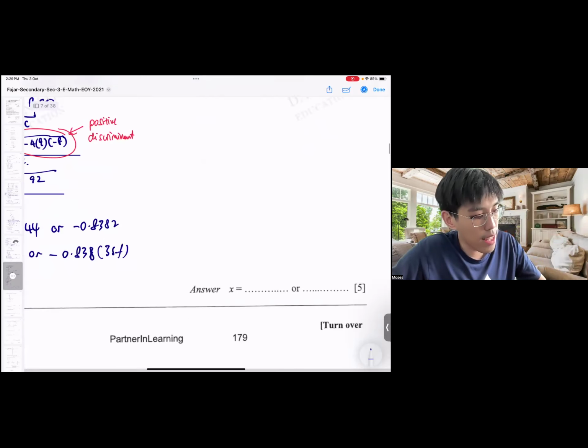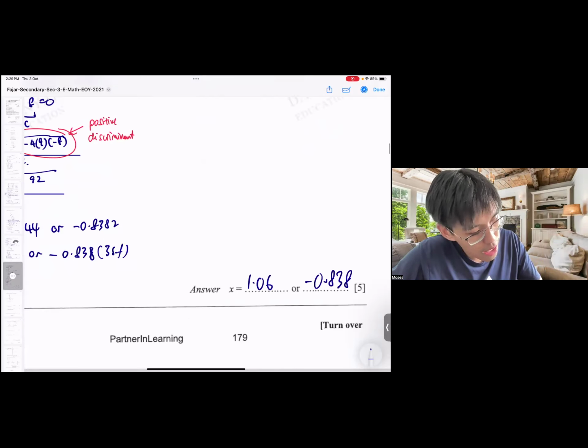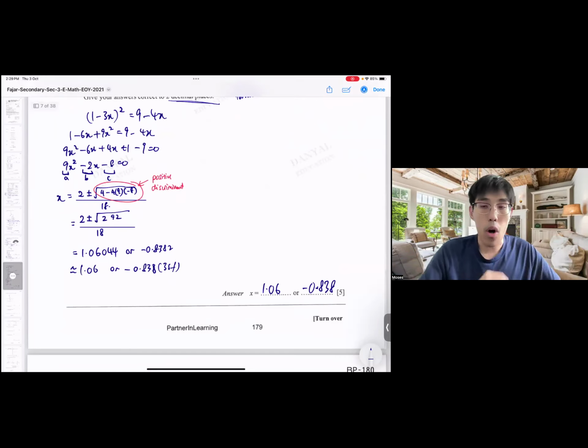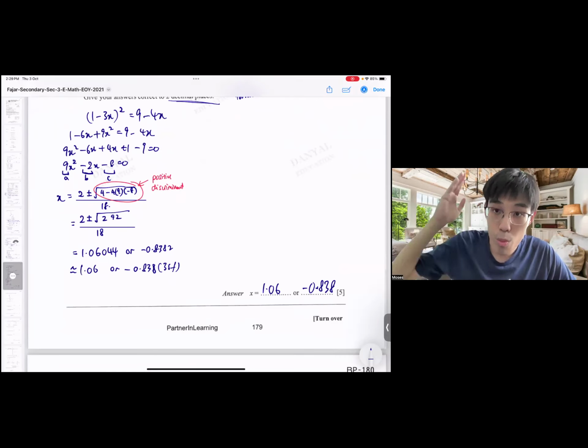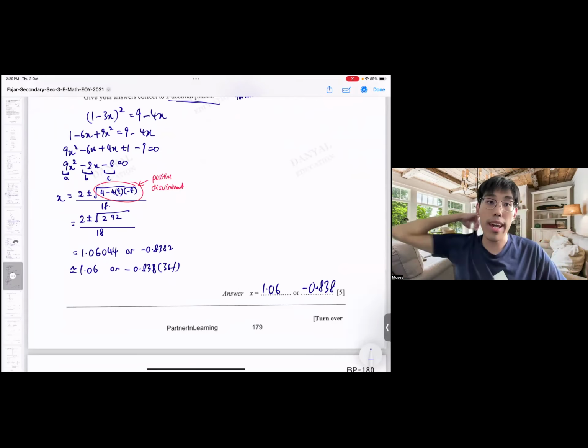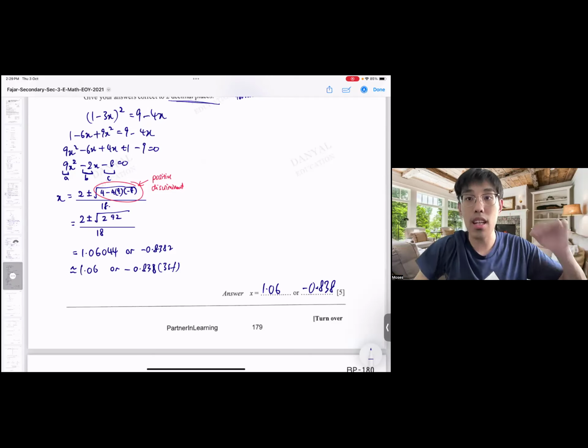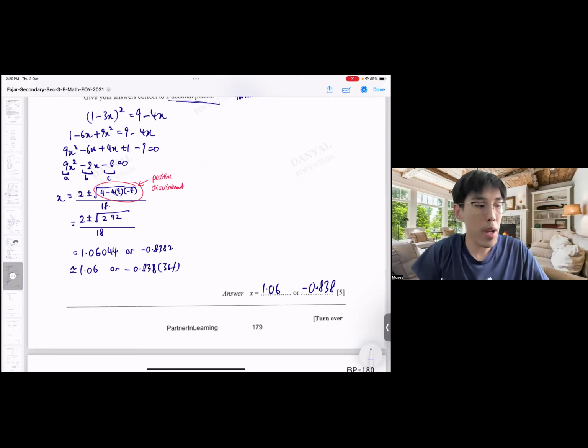Then we are ready to write in the answer, 1.06, negative 0.838. This will 100% guarantee you full marks for this question, as long as you follow my steps and the little details about what to do and what to write. It's not about the answers really. I've been mentioning this to my other levels as well. It's not about the eventual answer. It's about the thinking process.